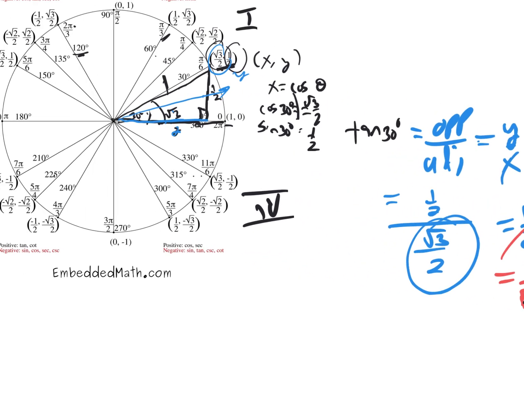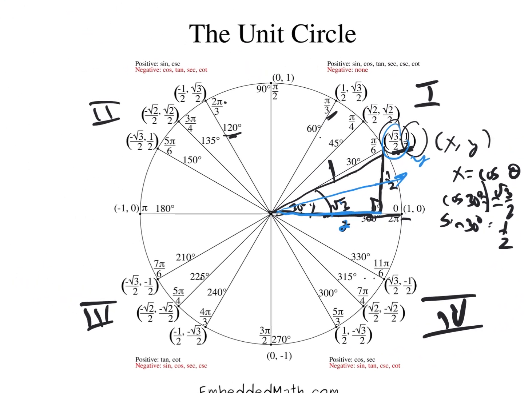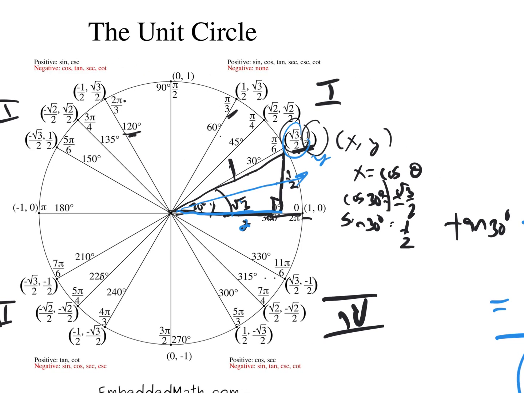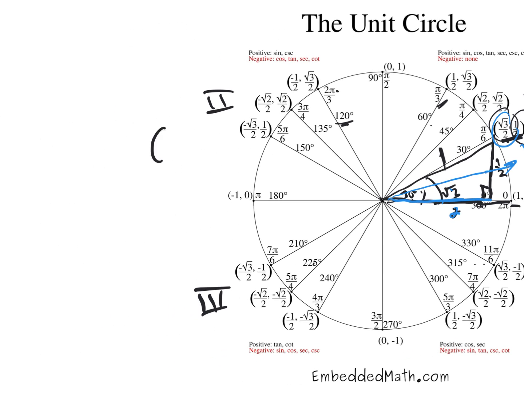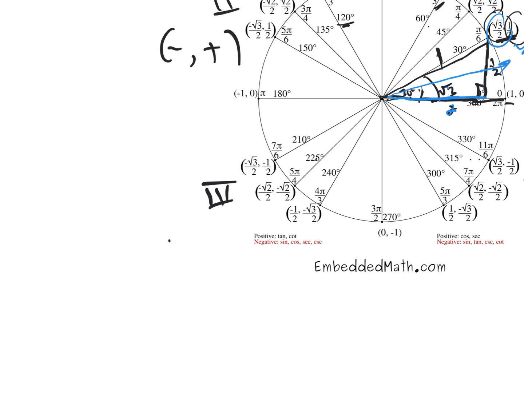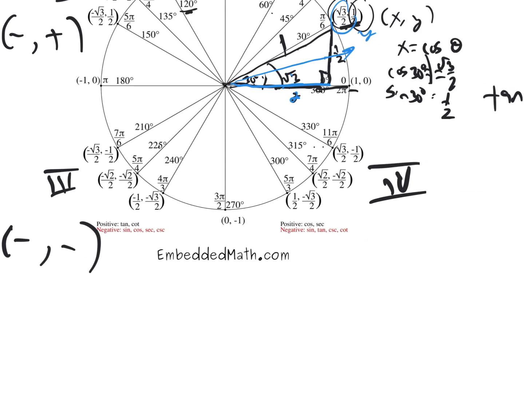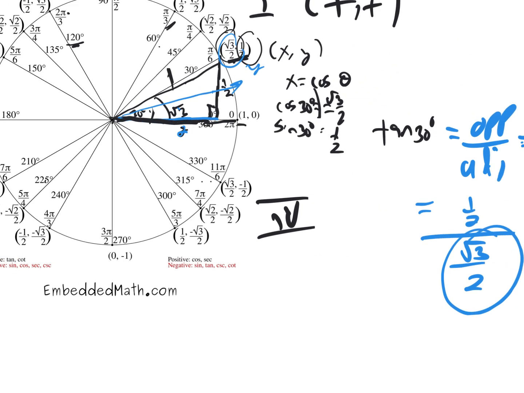Now, your trig values can also be negative because in this quadrant here, the x's are always positive and the y's are always positive. The y's are always positive. But if you go over in quadrant 2, the x's are always negative. The y's are still positive. In 3, they're both negative. Negative x's, negative y's. Quadrant 4, the x value is still positive, but the y value is negative.